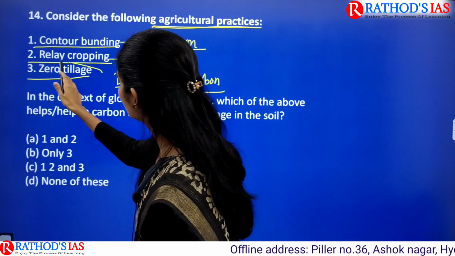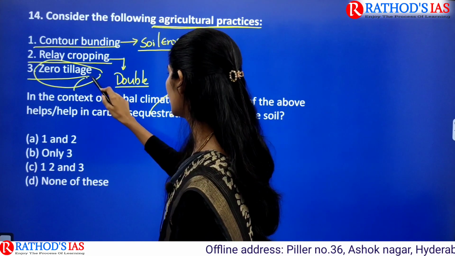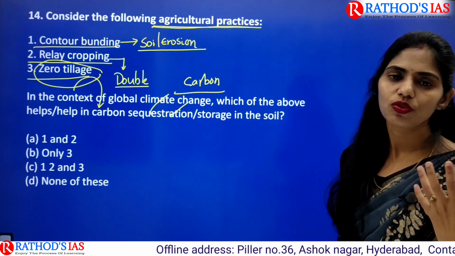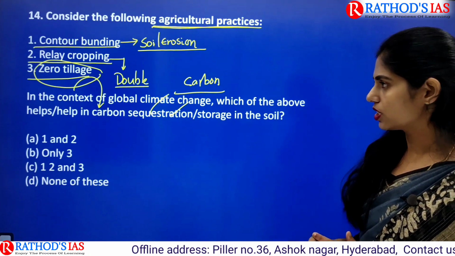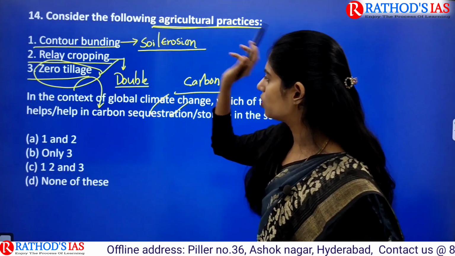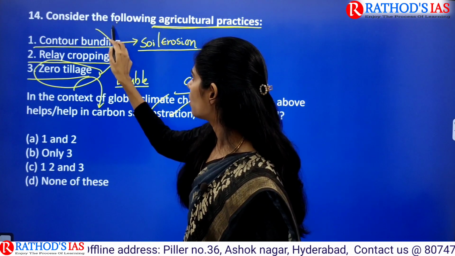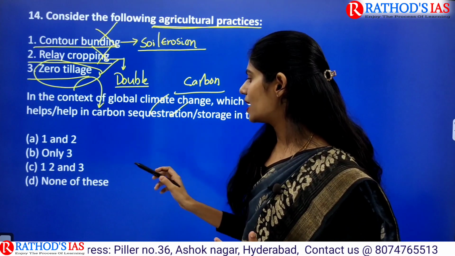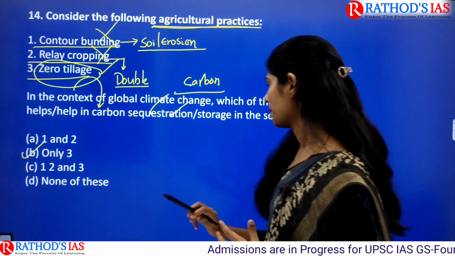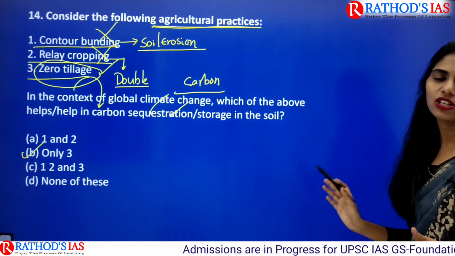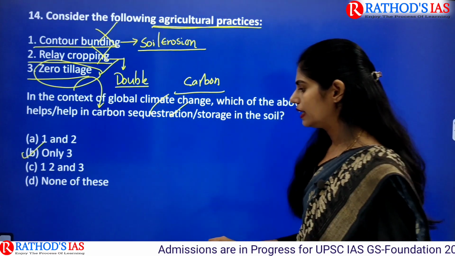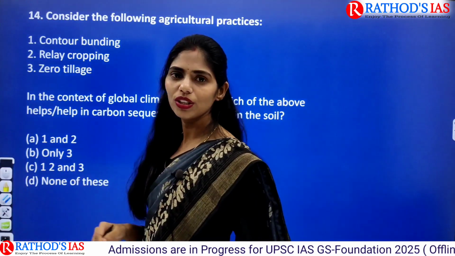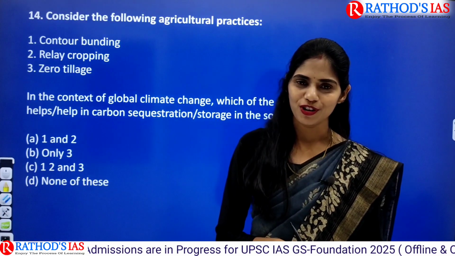And the next method is zero tillage. Yes, this is an example of carbon sequestration. In carbon sequestration, we have 4 types, and one such type is zero tillage. Contour bunding is not a carbon sequestration method, and even relay cropping. So the answer will be B, only 3. Okay, so this is the explanation for this question. And these are the questions which appeared in your 2012 paper from the geography point of view.